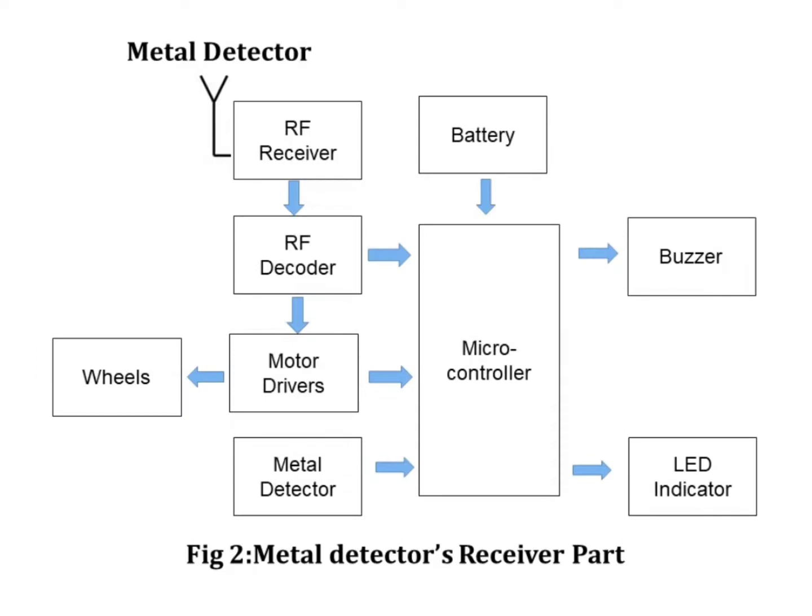Next is our block diagram for the receiver end, where the transmitted signal is received by the RF receiver. The RF receiver sends those signals to the RF decoder. The RF decoder decodes the set of commands and then sends them to the motor driver, and then the motor driver works according to the commands. On the other hand, if the coil of the metal detector finds any metal present near it, it will activate the buzzer and LED simultaneously.